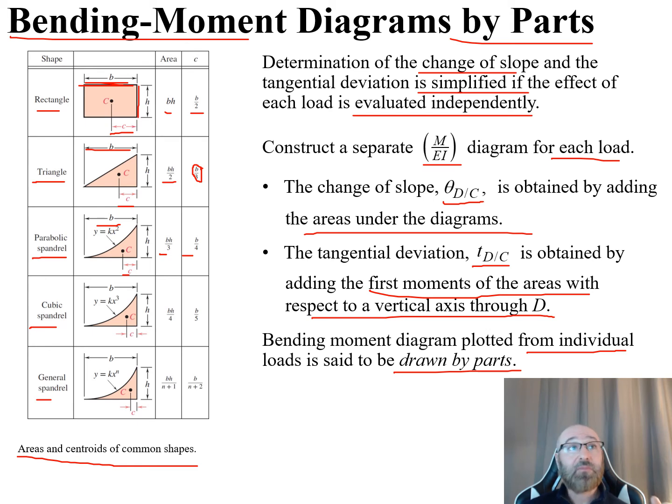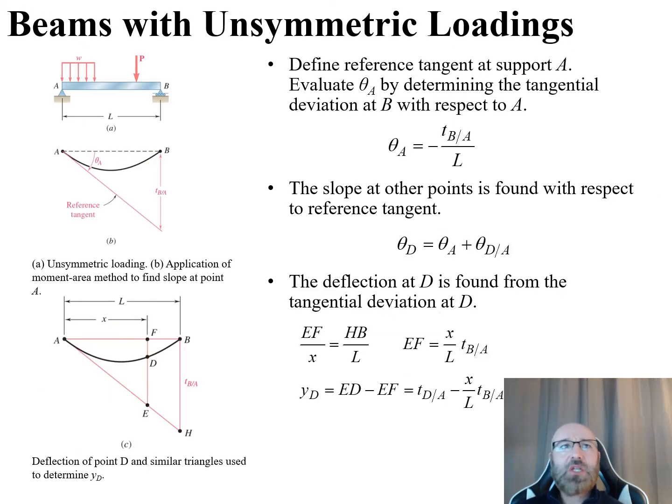So now let's look at the situation if we're dealing with beams with unsymmetric loading. We can see this in our diagram on the top left, where we have an unsymmetrically loaded beam. You can see here it's simply supported at A and B. We have a concentrated load P, and we have a distributed load over here of W.